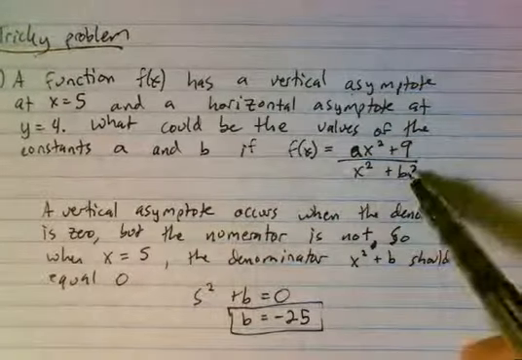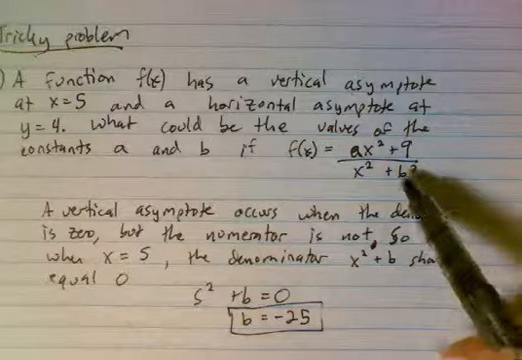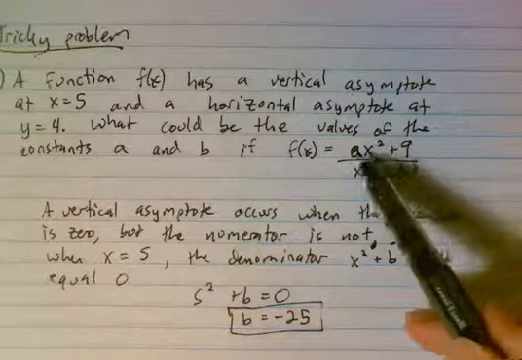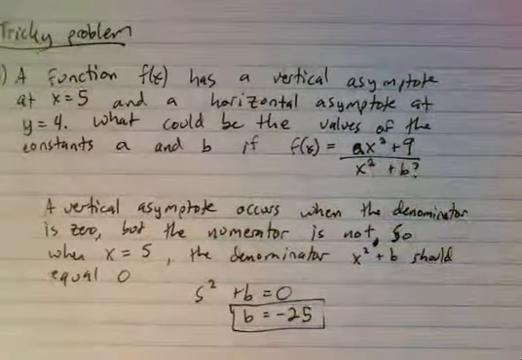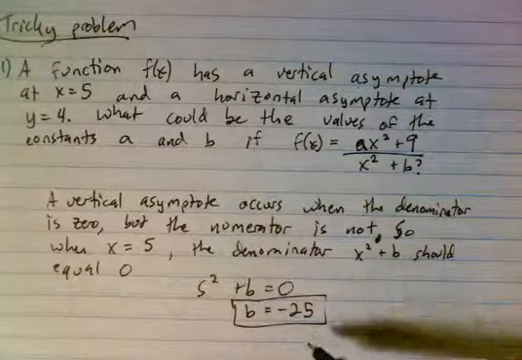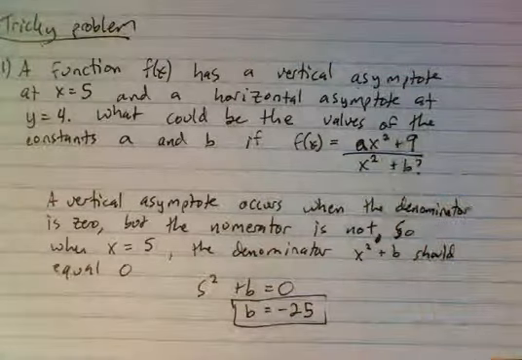If we look up here, there's very little danger when we put in 5 squared times a plus 9. We'll have to keep an eye on what a ends up being, but it's probably unlikely that when we put 5 in, we're also going to get 0 up in the numerator.